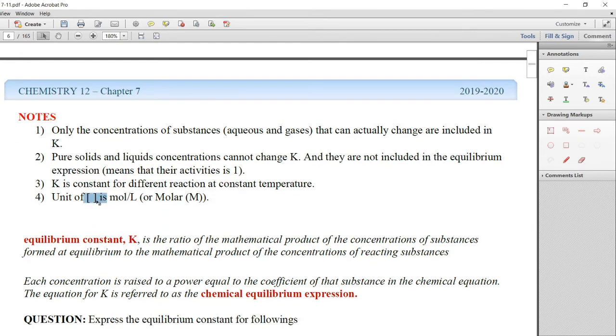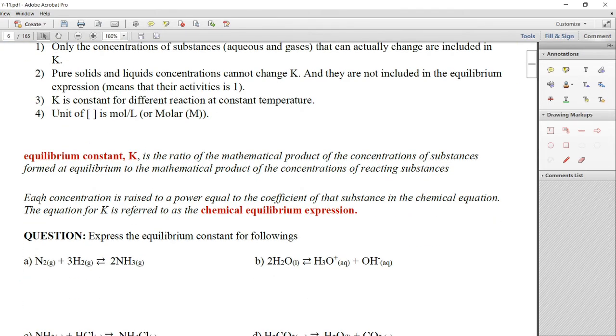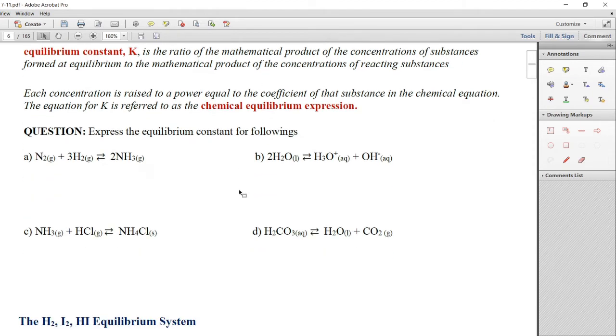We use these brackets, as mentioned in previous chapters, to express concentration. So this is the definition of the equilibrium constant, and this is the definition of the chemical equilibrium expression, in which each concentration is raised to a power equal to the coefficient of that substance in the chemical equation. The equation for K is also referred to as the chemical equilibrium expression. Now, I have written a couple of examples here in order to write K.